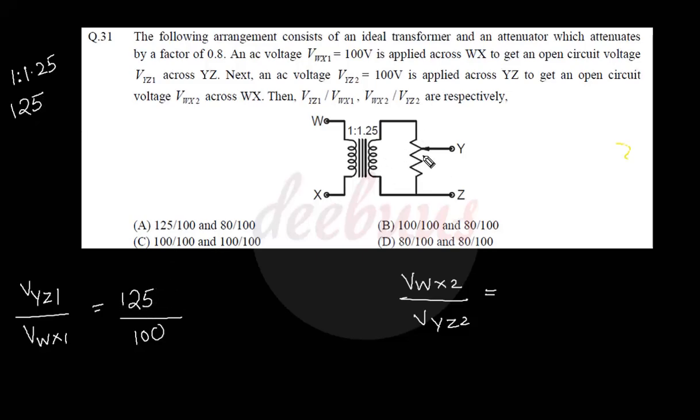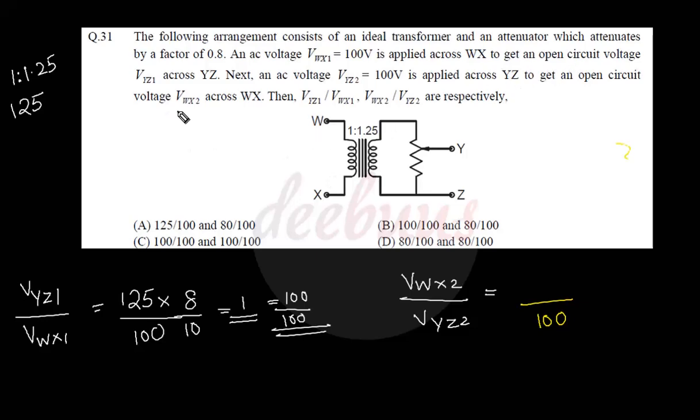Now an attenuator is provided which attenuates by a factor of 0.8. So 0.8 is 8 by 10, right? So this turns out to be 125 into 8 is 1000, 1000 by 1000, that is 1, right? Or in terms of the answer, it must be 100 by 100. Next, in the second case, an AC voltage of 100 volt is applied across these two terminals. So I am marking denominator side as 100, and we have to evaluate the voltage across these two terminals, right?